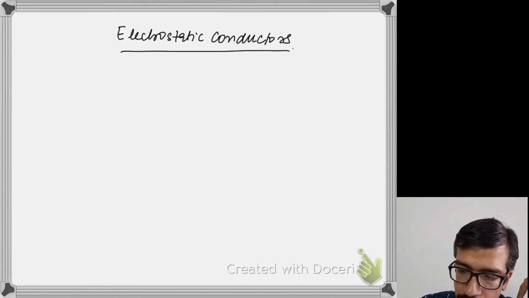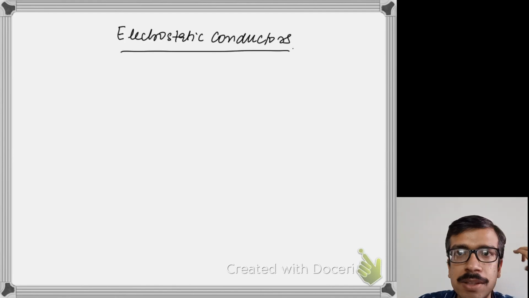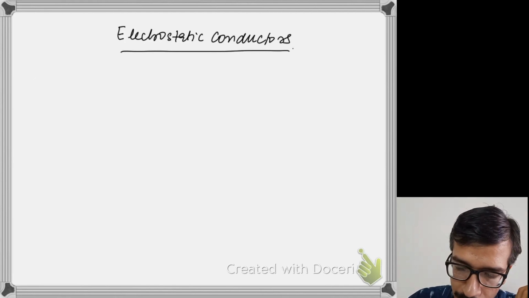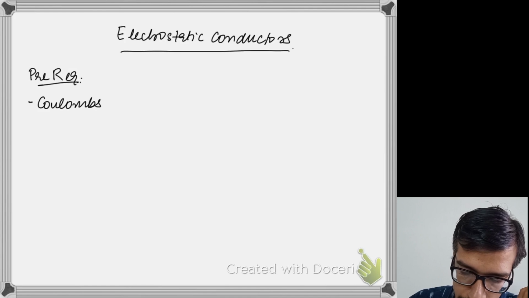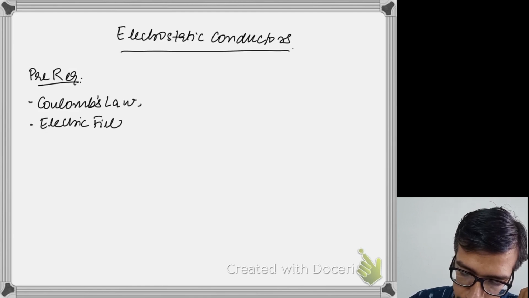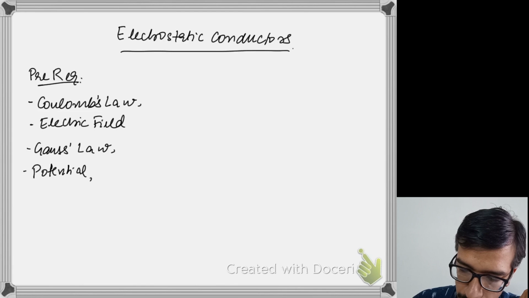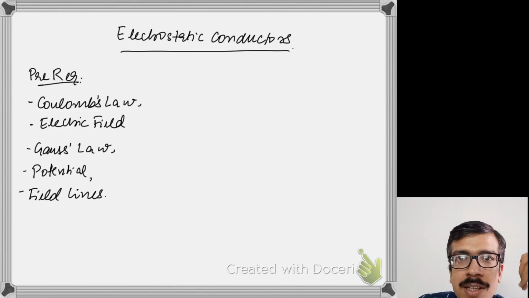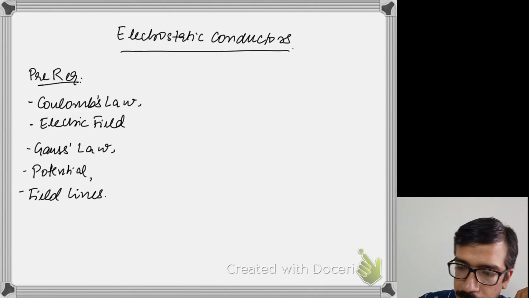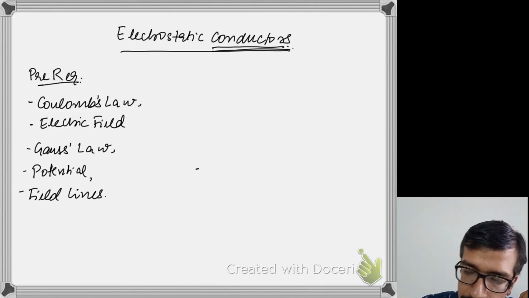And so essentially this assumes that you have already studied some parts of electrostatics already, which means that you have already looked at the idea of Coulomb's law, electric field, Gauss's law, potential, electric potential, and you also know what a field line is, what an electric field is. So all those things are assumed in this series of lectures on electrostatic conductors, right? Today's topic will specifically deal with the electrostatic conductors, and this is the first lecture in the series.